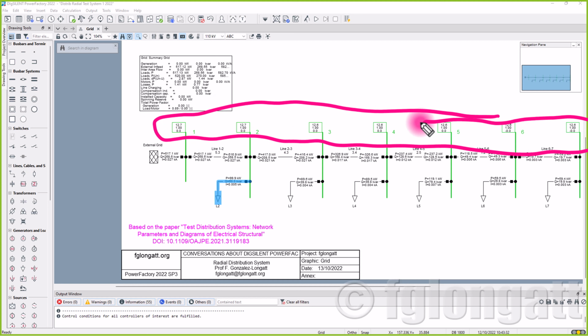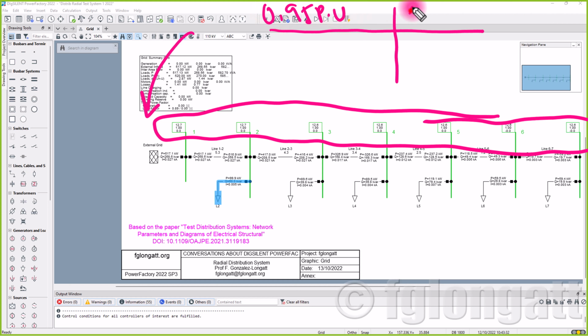What I will do is the following. I will destroy the voltages. I will run a simulation where the external grid will have 0.95 per unit. Then I will run a simulation with 1.0, and then a simulation with 1.0 per unit. Okay, let me clean here. Let me remove this.